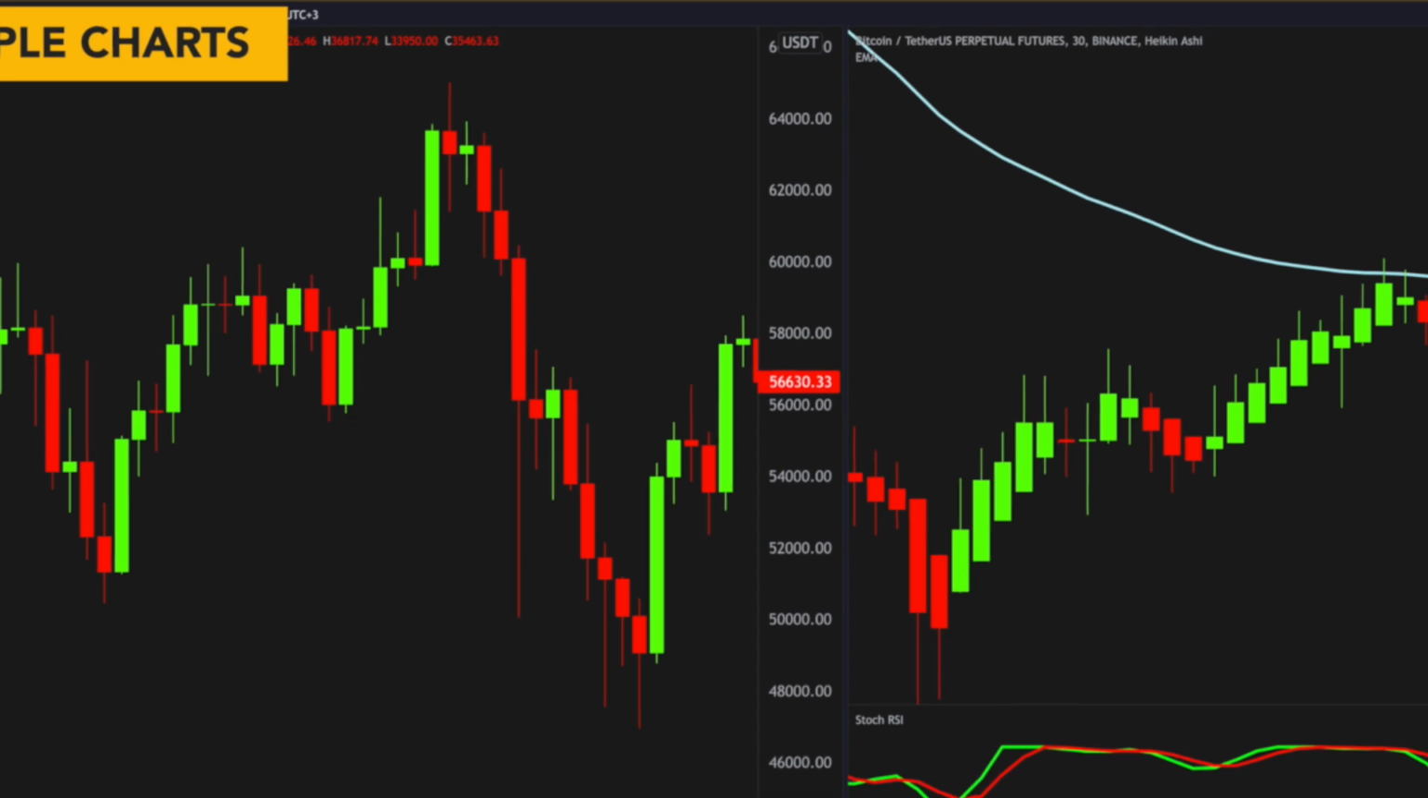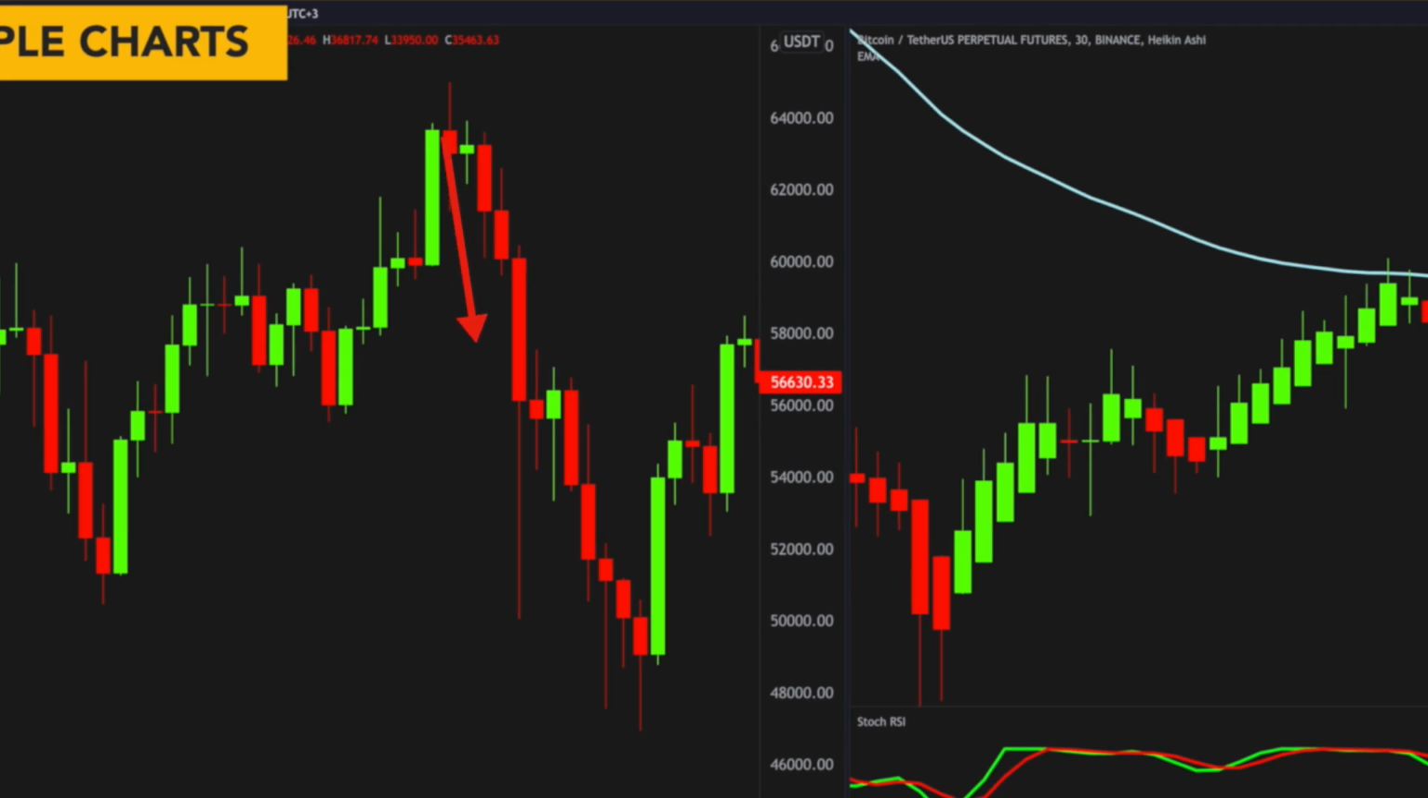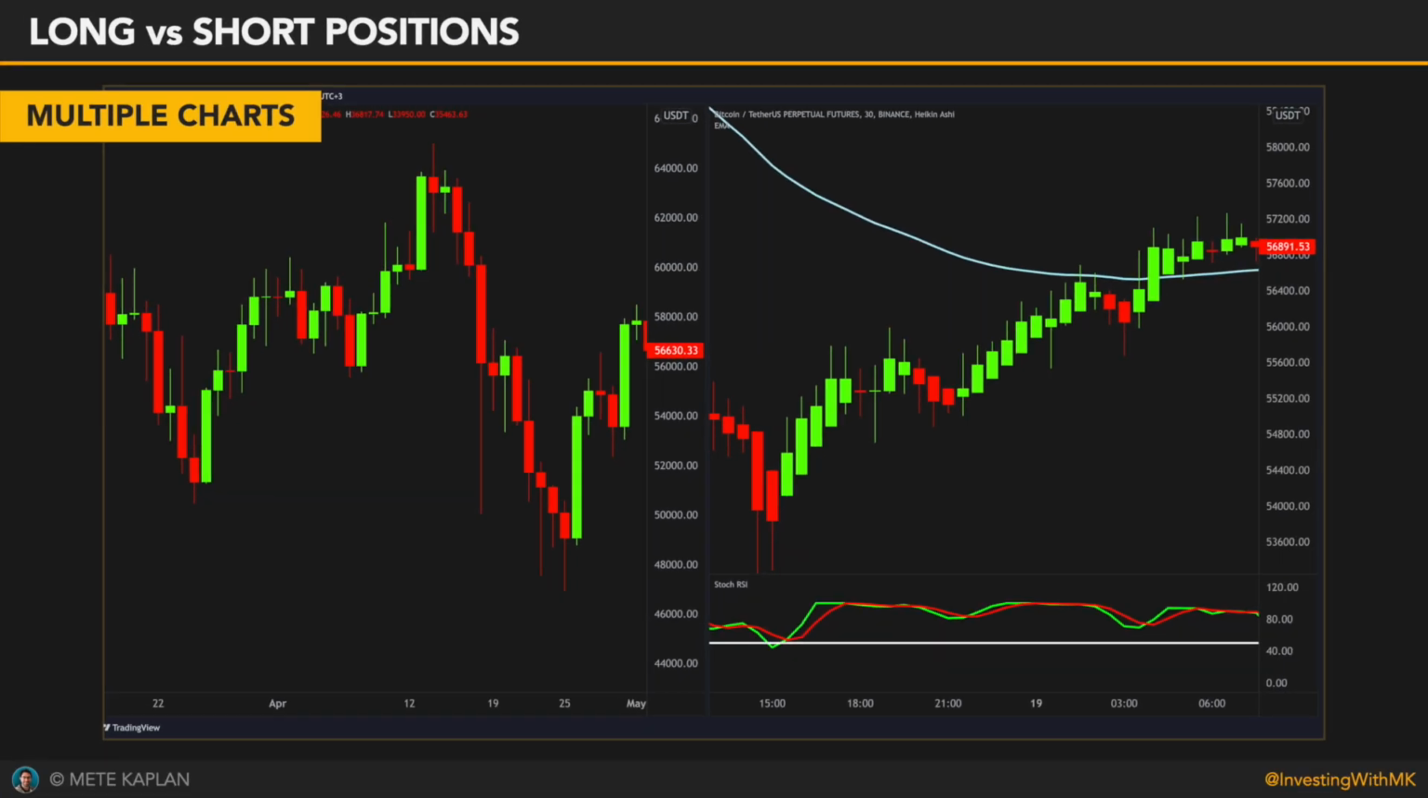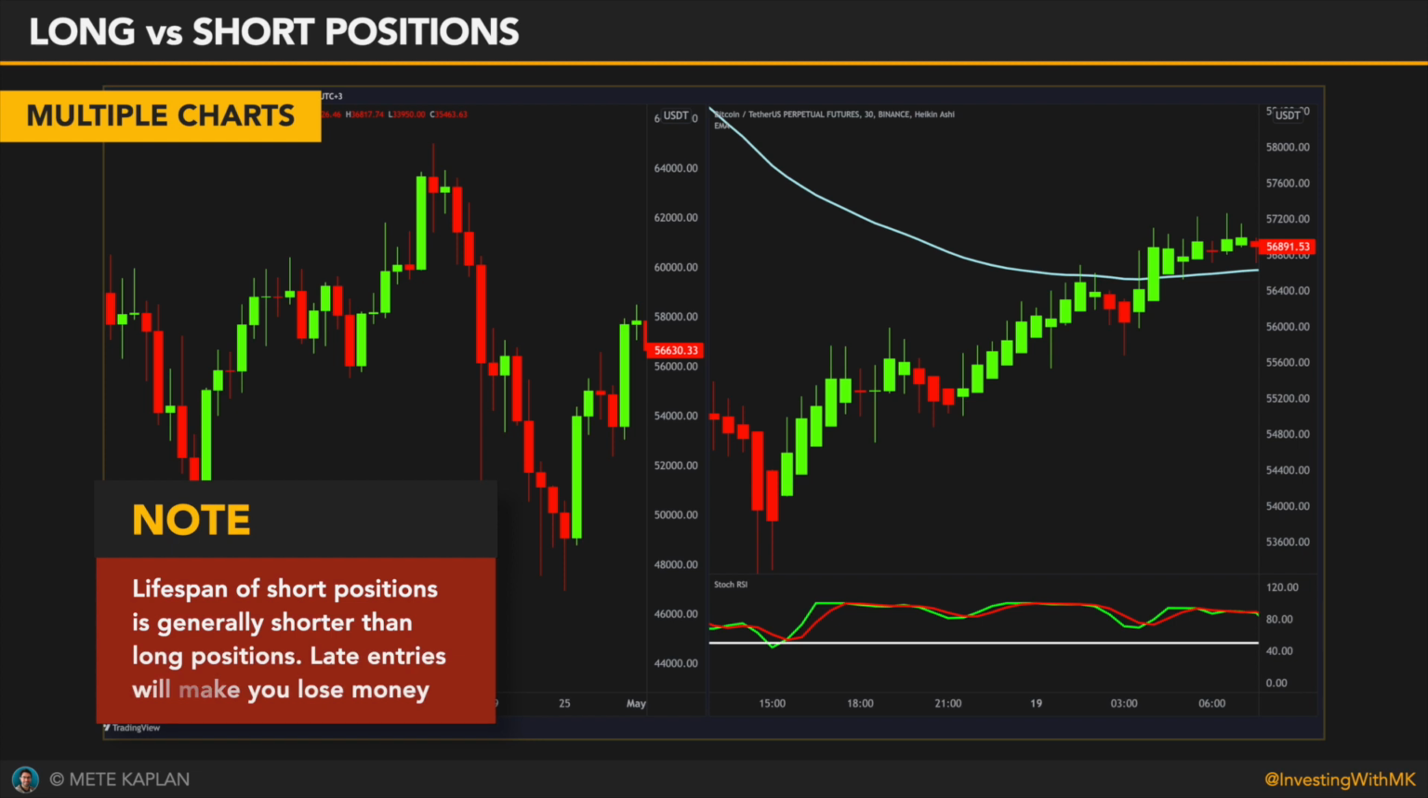Why did I teach this? Because when you open your short positions and enter a trade late, you could lose your money, because the lifespan of short positions is generally shorter than long positions. Your entry should be great. I'll upload simple charts on Google Drive. You can get them there if you need them.